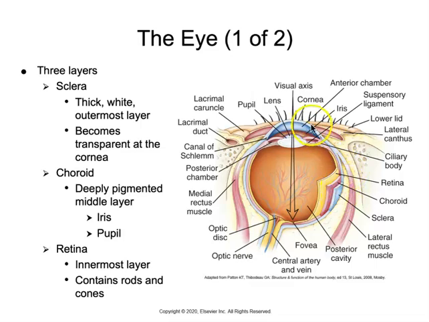We have the sclera out over here, where we have the thick white outermost layer. And then right over here, as we move to the anterior portion of the eye, it'll become transparent, and we call this the cornea. Now, our choroid is our middle layer, and that's going to be our deeply pigmented layer, and will consist of things such as our iris, or actually, I'm pointing to the wrong place. Here's our iris, and then we have the hole in the center of the eye, which is the pupil. And then our innermost layer is going to be the retina, which is going to contain our rods and cones to serve as our photoreceptors.